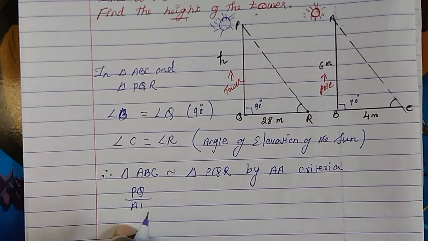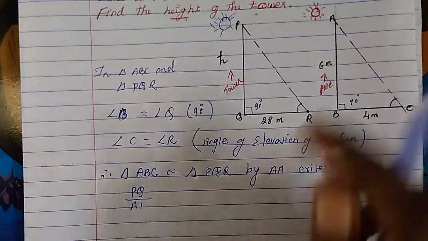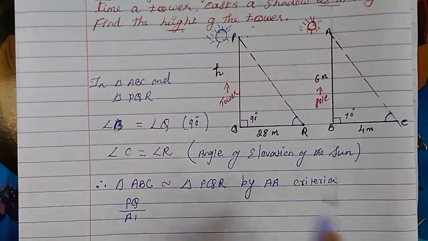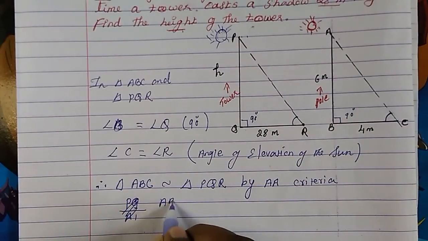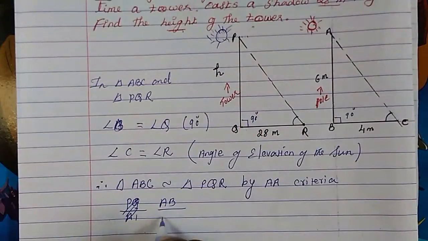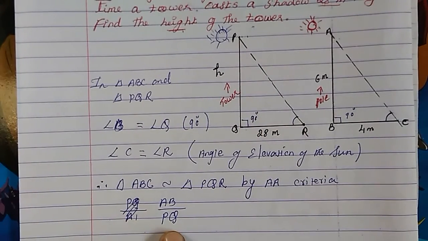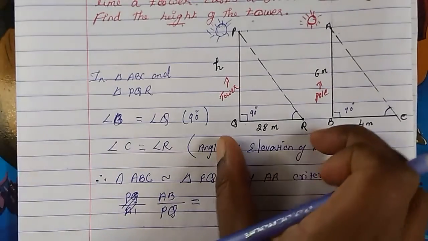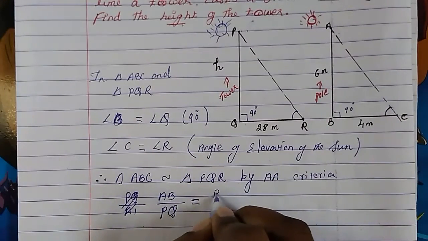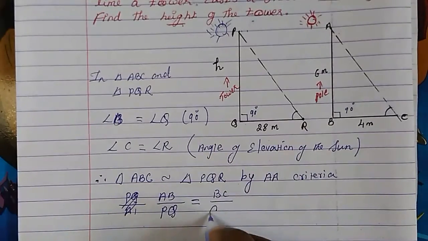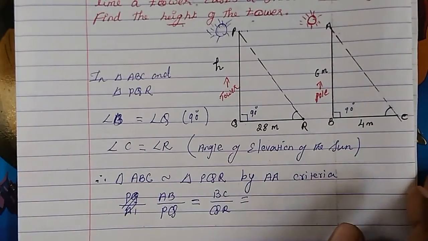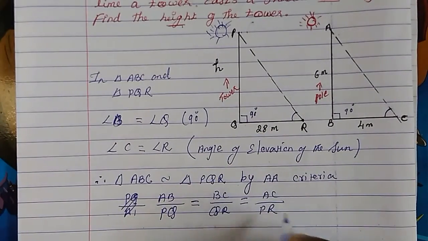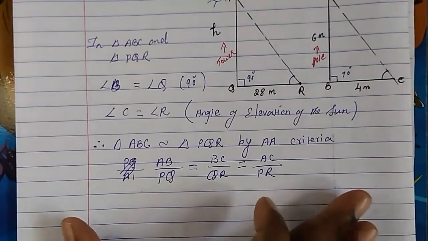Here again I will take the ABC triangle first because I have written ABC. So first I will take AB. Okay, so AB upon PQ, then equal to, here the base is BC, so BC upon QR, equal to, the hypotenuse here is AC upon here PR. All the ratios of the sides will be equal.